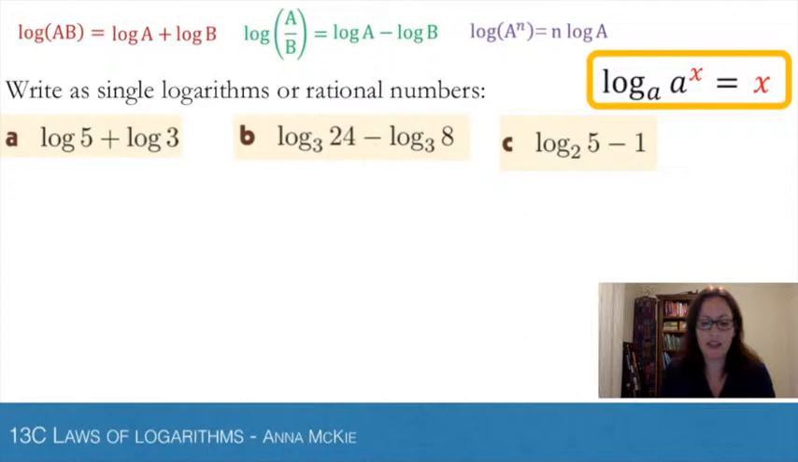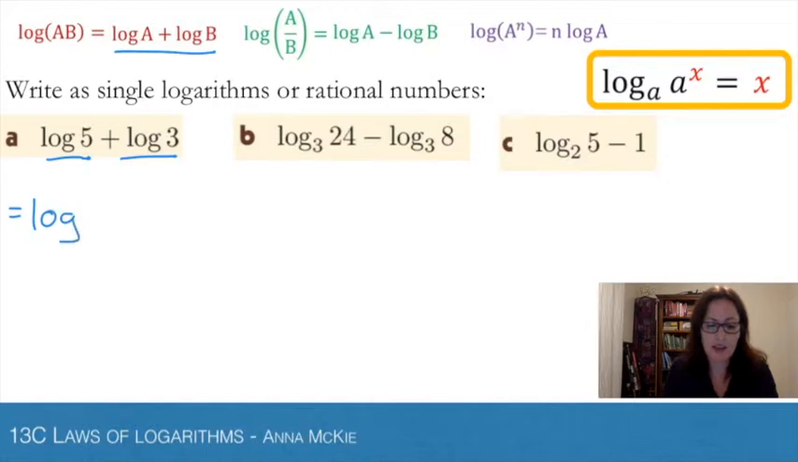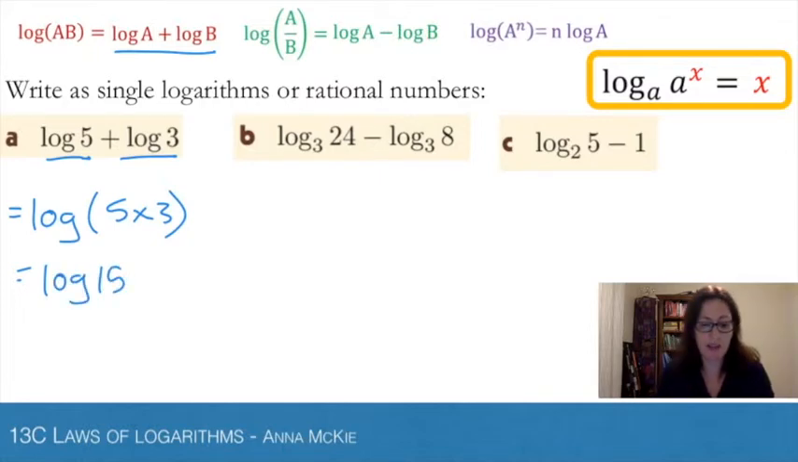Doing some examples here. At the top, I've written those rules that we had on the previous slide, and an extra rule over here that we've done in a previous video. So part A, we have a log of 5 adding on a log of 3. So that matches the first rule that we've got there. So the answer to that is a single log of 5 multiplied by 3, and that's equal to log of 15. You can always check this in your calculator by typing in log 15 as well as log 5 plus log 3 and see if they're the same.